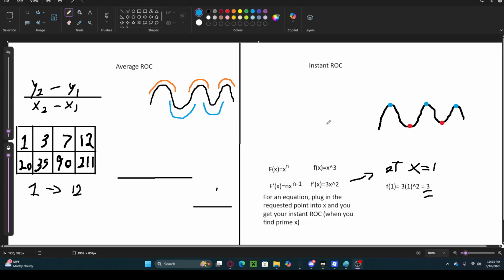Hey, so I'm going to be explaining the differences between average rate of change and instantaneous rate of change, both in how they work geometrically on a graph, and also how they work algebraically so you can find instantaneous as well as average rate of change using basic equations.